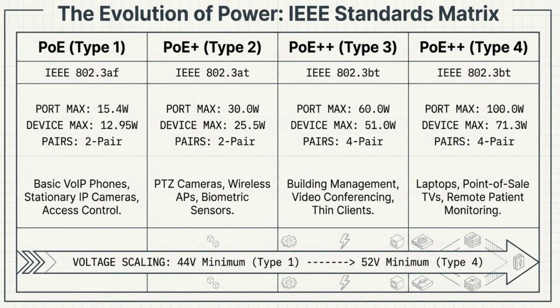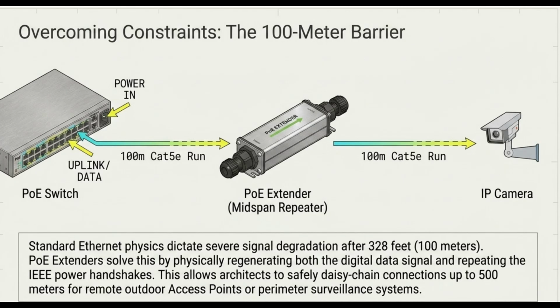Yeah. The text excels at explaining the theoretical standards like PoE, PoE+, and PoE++, and it details the mathematical voltage drops over distance, such as the theoretical possibility of using extenders to reach 500 meters. But it glosses over the actual friction points. Yes, the hazards of mixed environment deployments.